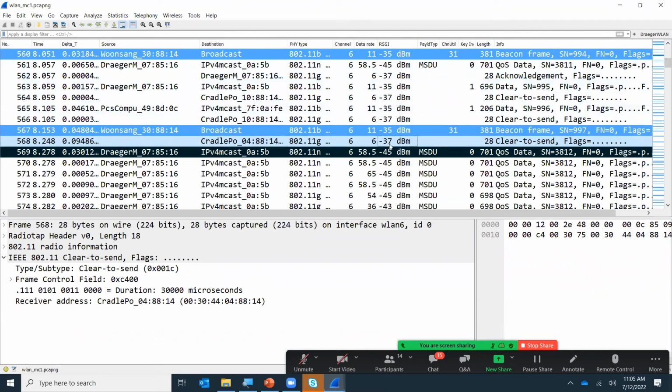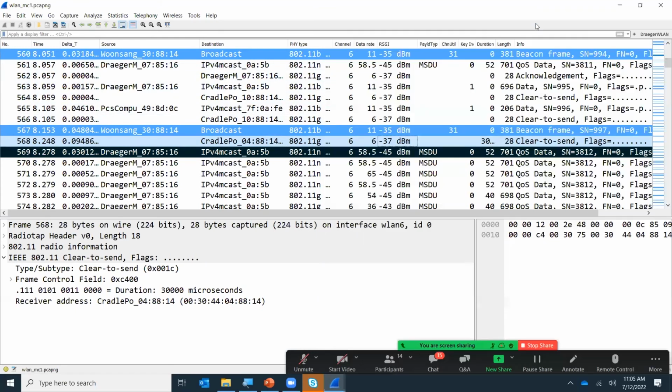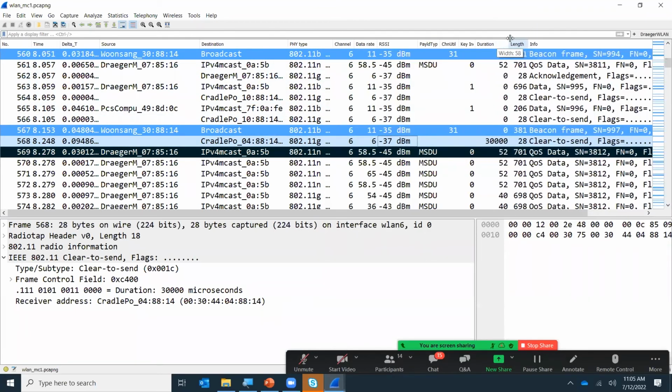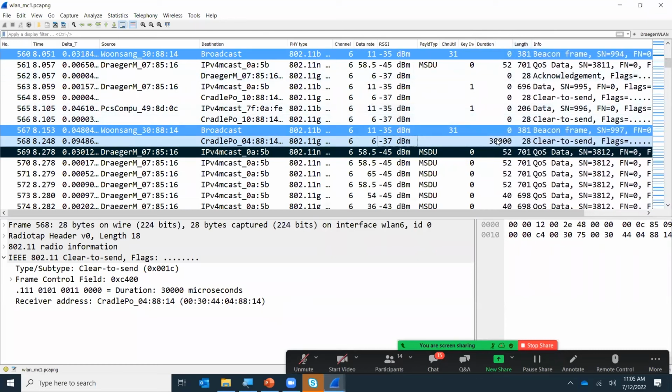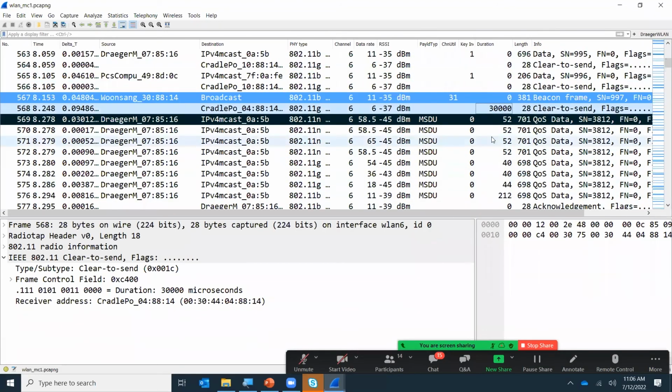Huh. What about that duration field? Let's go ahead. Seems to be a bug in Wireshark. It keeps hiding the duration field. So we just added it. Ooh, look at that. Huh. That's a big number. That's a really big number. Look at the other durations: 0, 52, 40, right? 212, 30,000. So that's 30 milliseconds. Huh.